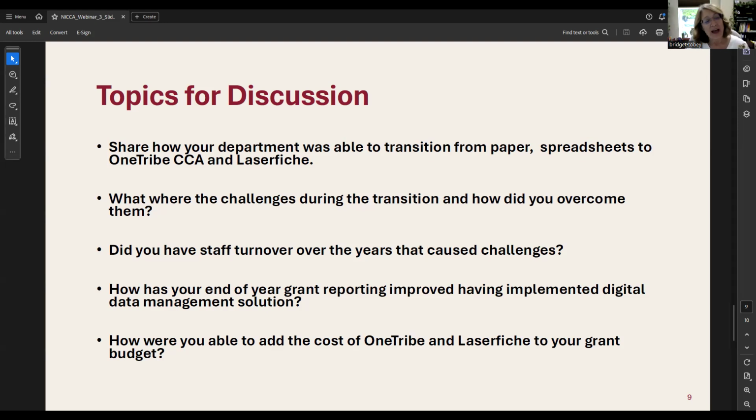And then about adding the cost of OneTribe and Laserfish to our grant budget. I mean, that fits right in under our admin cost with our CCDF 477 funding. It didn't change when we went into 477. It's an allowable cost. I feel like, especially for this size, that it's a very reasonable cost.